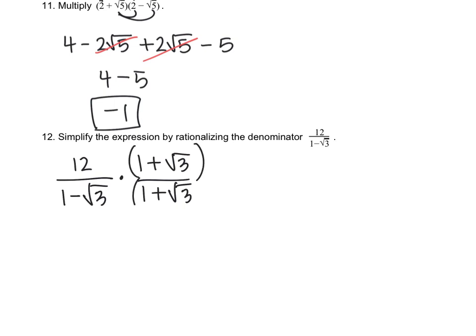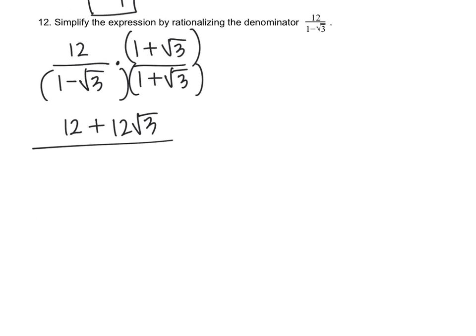which I'm going to then put in parentheses. So now we're going to distribute. So the 12 is going to distribute to both terms. So 12 times 1 is 12, plus 12 times radical 3 is just 12 radical 3.